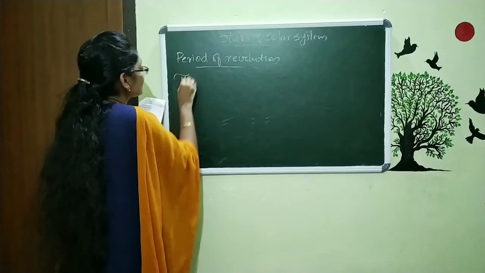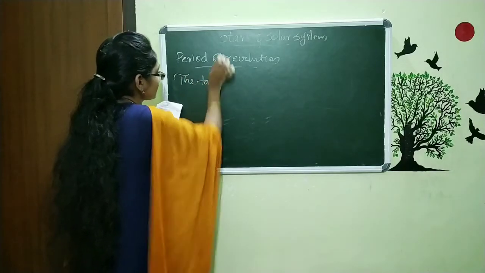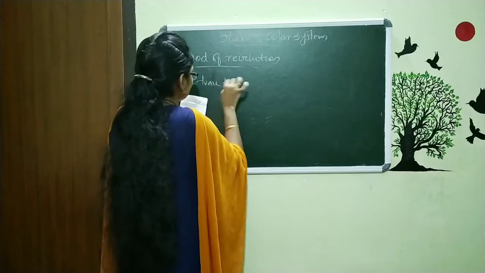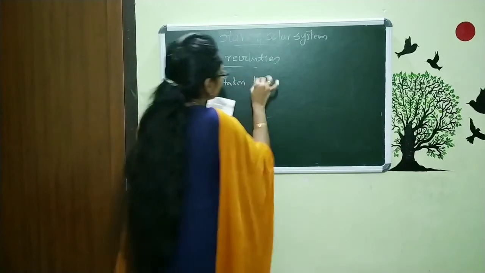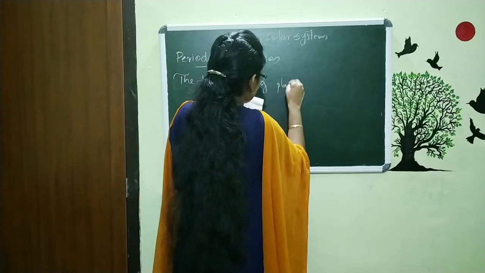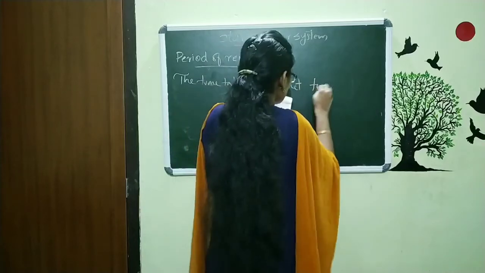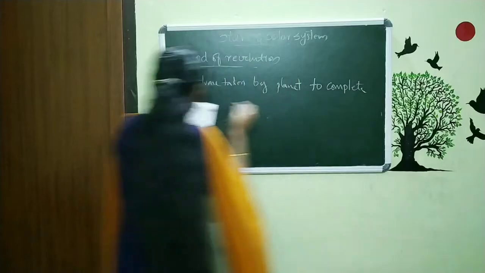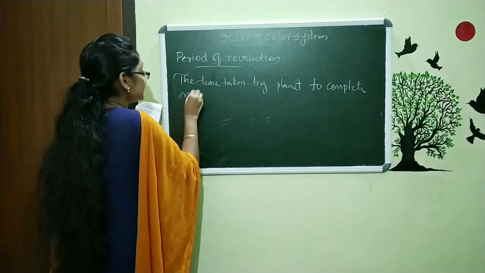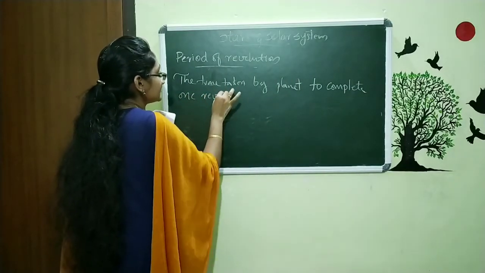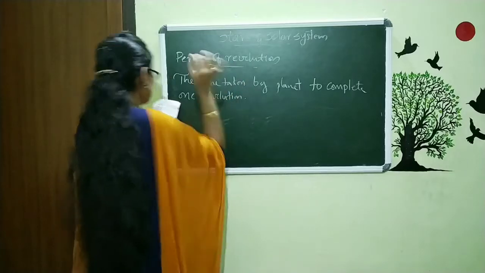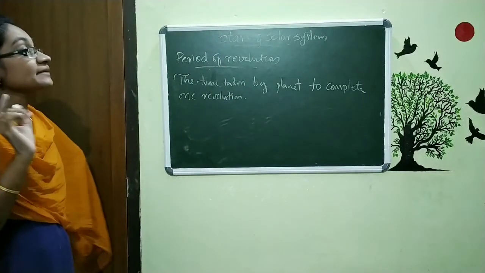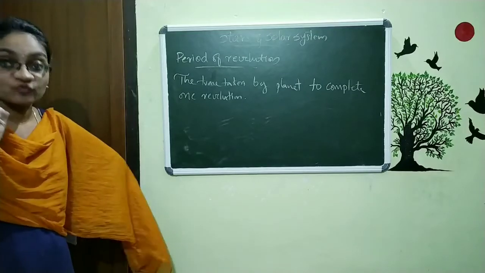The time taken by a planet to complete one revolution is called period of revolution. That means the time taken by a planet to complete one revolution.